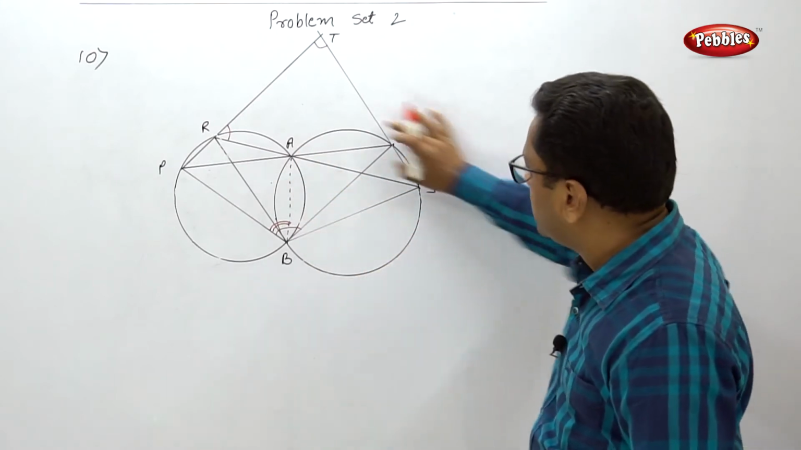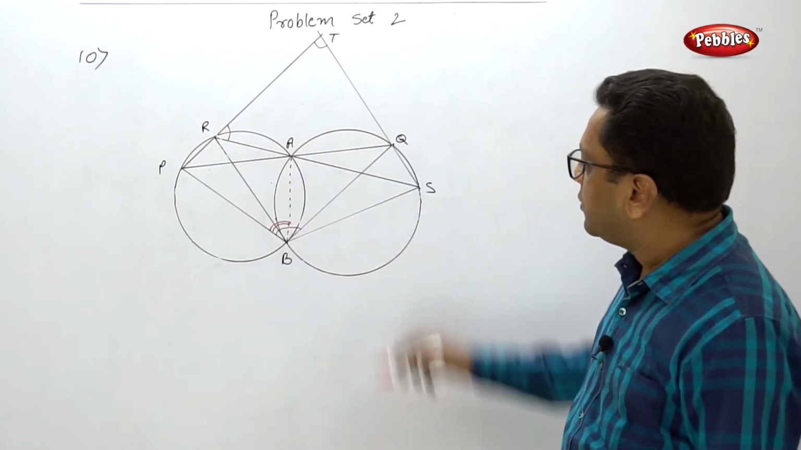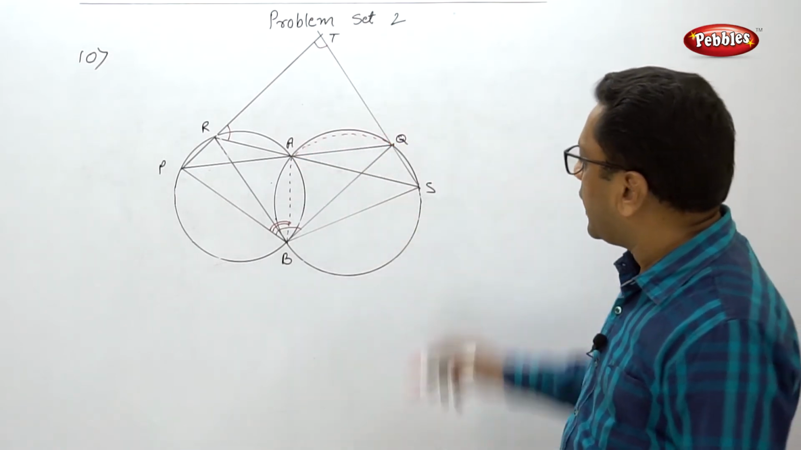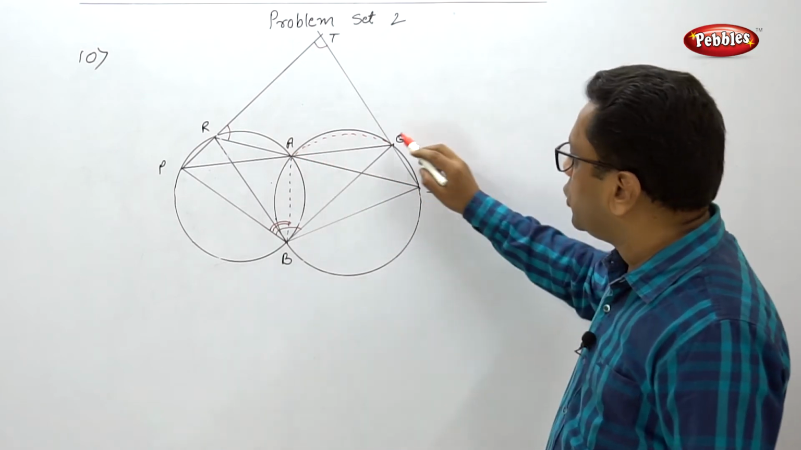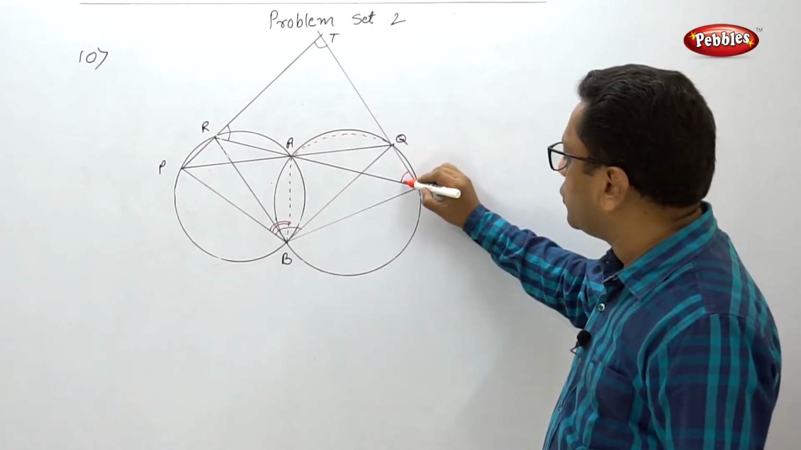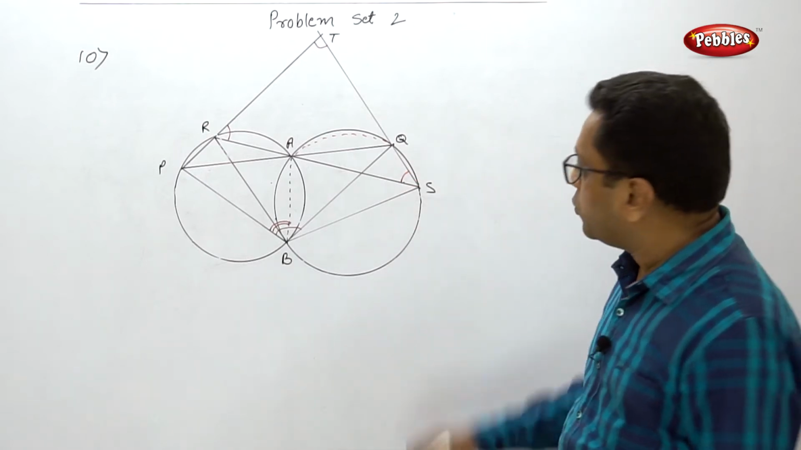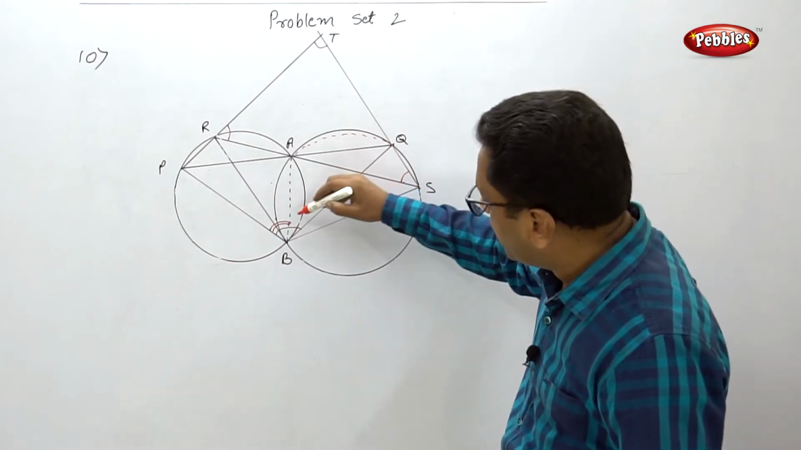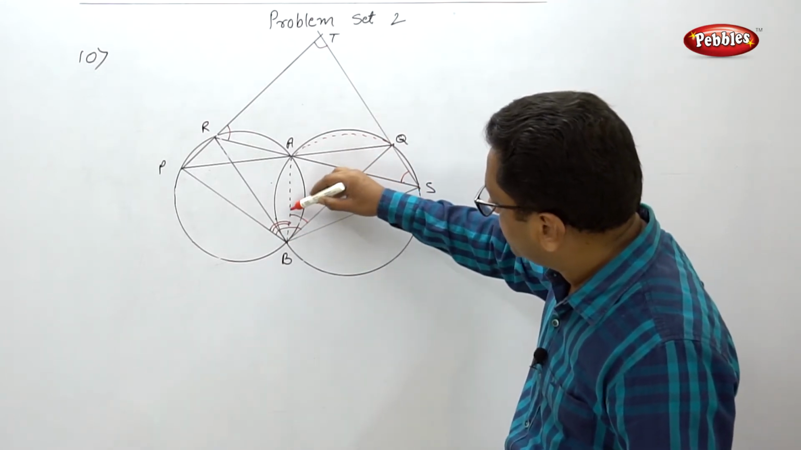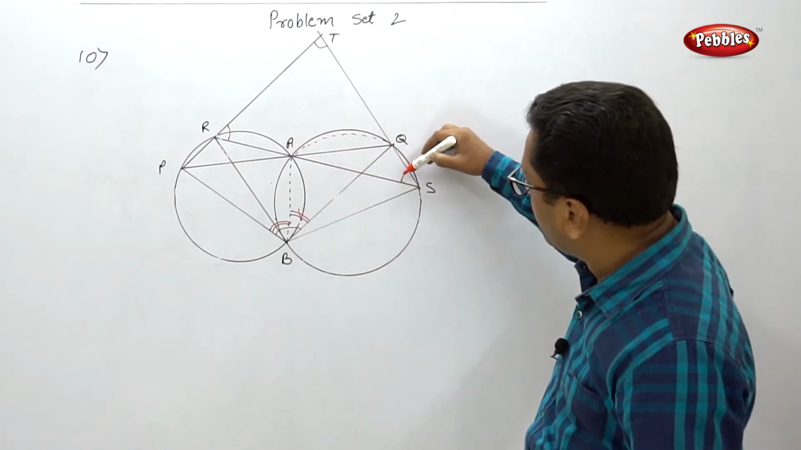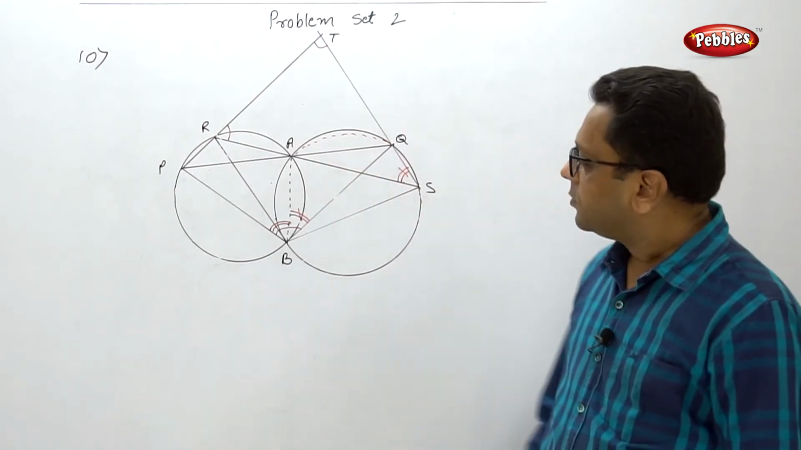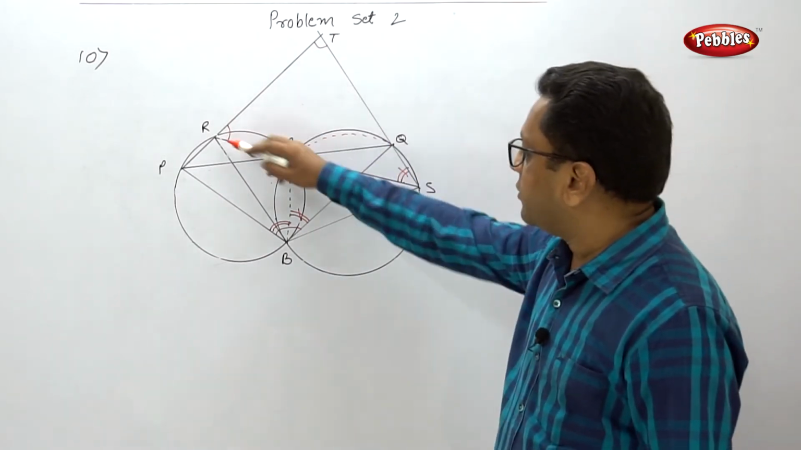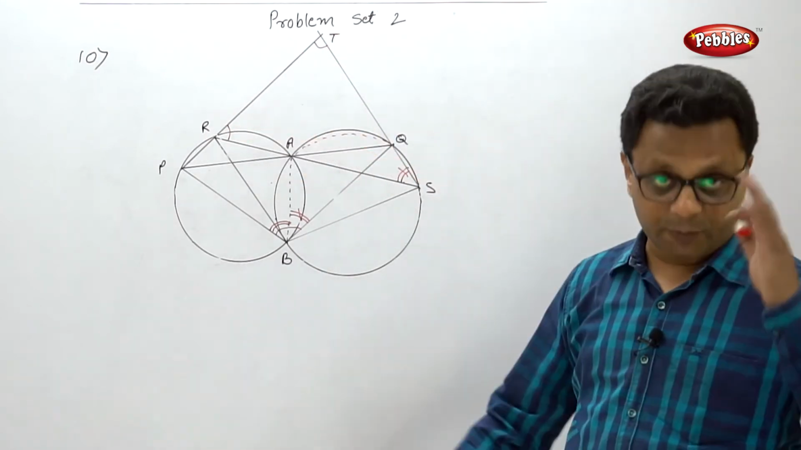Let us look at this circle. Can you see that this is an arc, and this angle ASQ is equal to angle ABQ because angles subtended by the same arc. I'll just mark it like this. Correct?